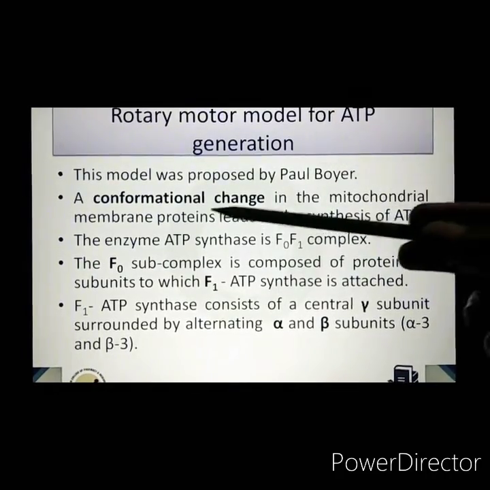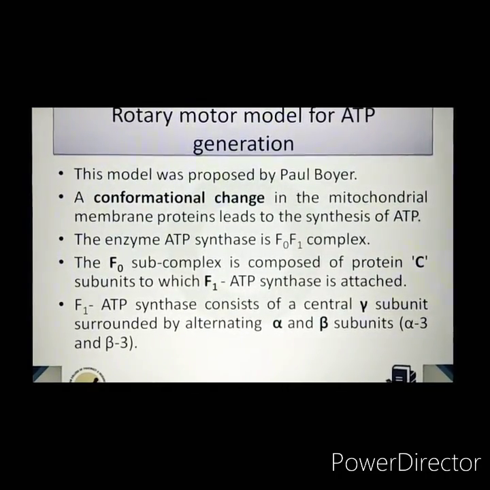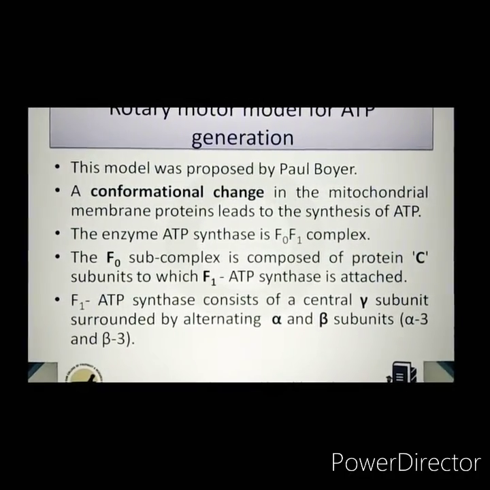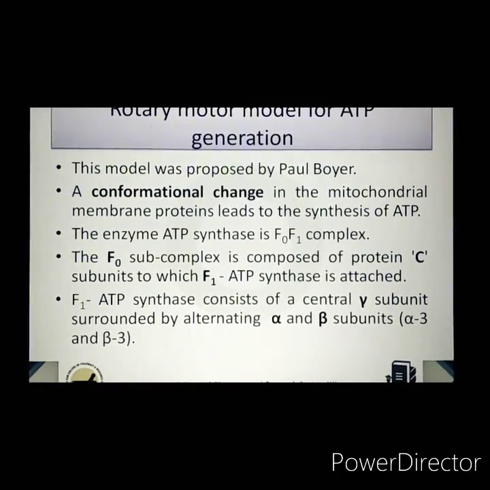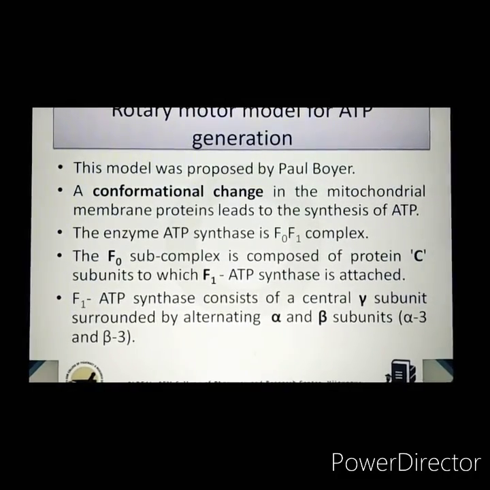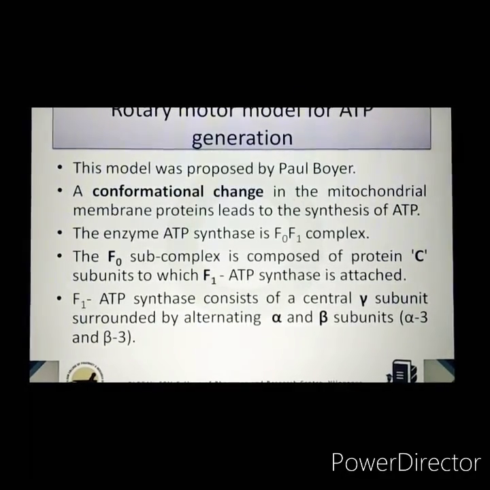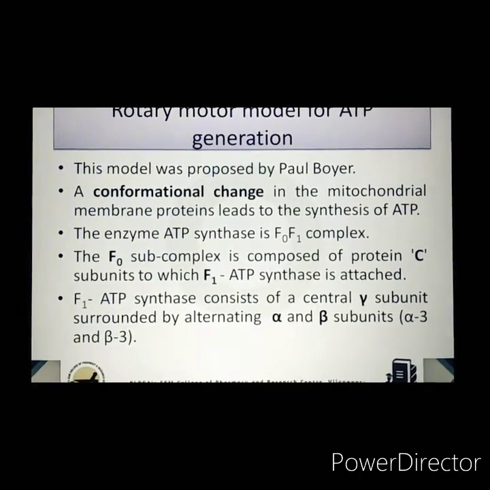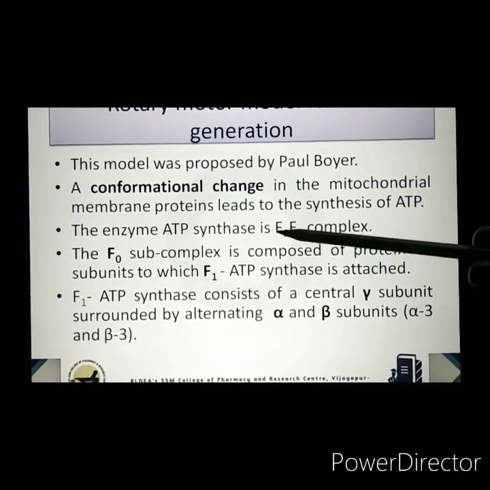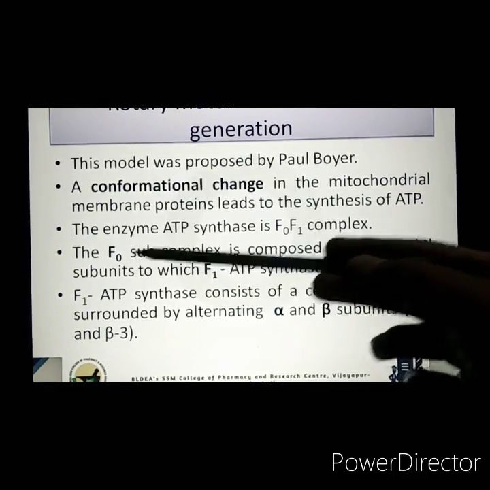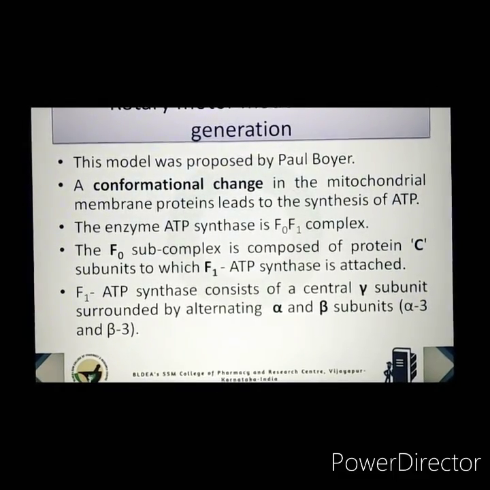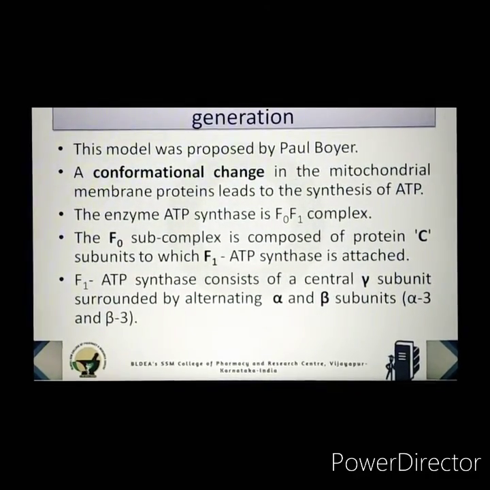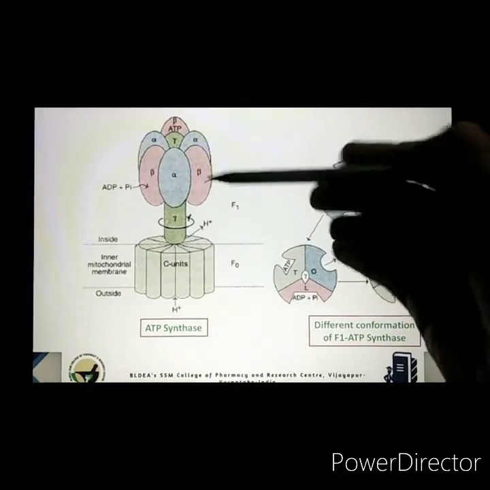So he defined that there occurs a conformational change in the ATP synthesis enzyme. This conformational change is responsible for synthesis of ATP. The conformational change that takes place during the transfer of protons via ATP synthase helps in generation of ATP. This ATP synthase consists of FO and F1 complex. These FO subunits are composed of C subunits, while the F1 particles consist of 3 alpha units, 3 beta units and 1 gamma unit. So this is the structure.